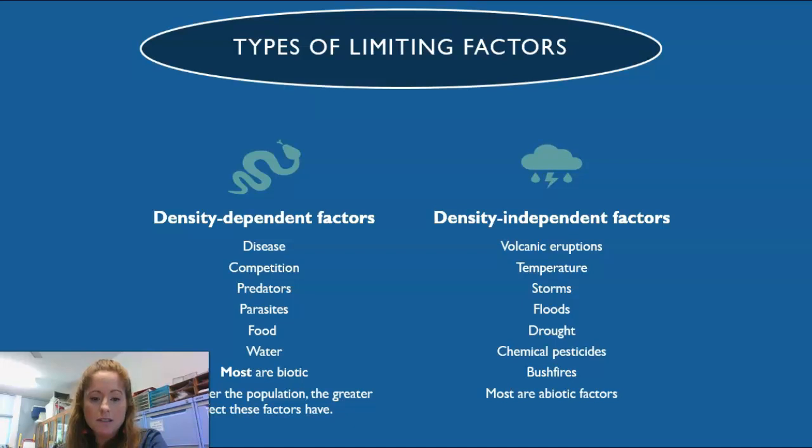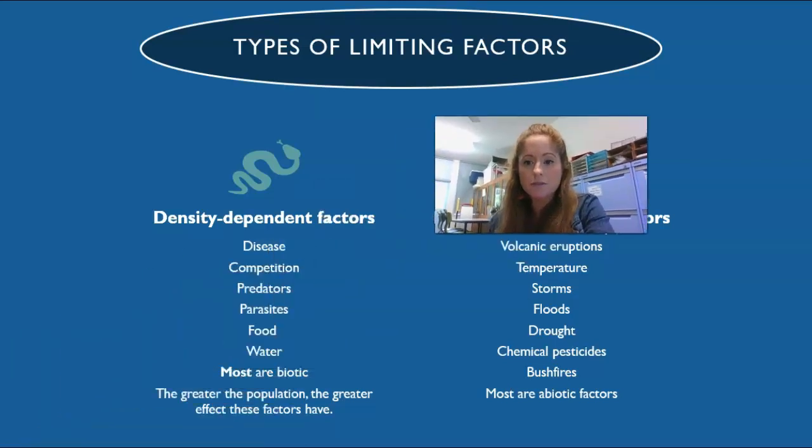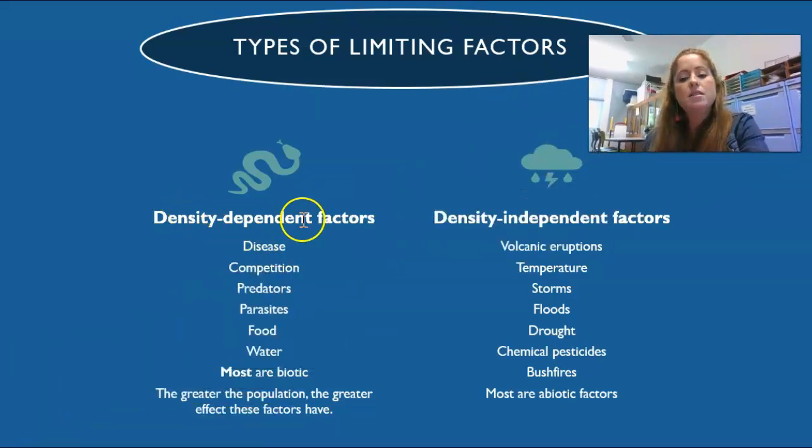So what are some of these limiting factors? Most of these you probably already know. I'll move myself over here. We say that we can put them into two categories. So they're either density dependent, meaning that it matters how many are in the population per unit area. And so disease would be density dependent.